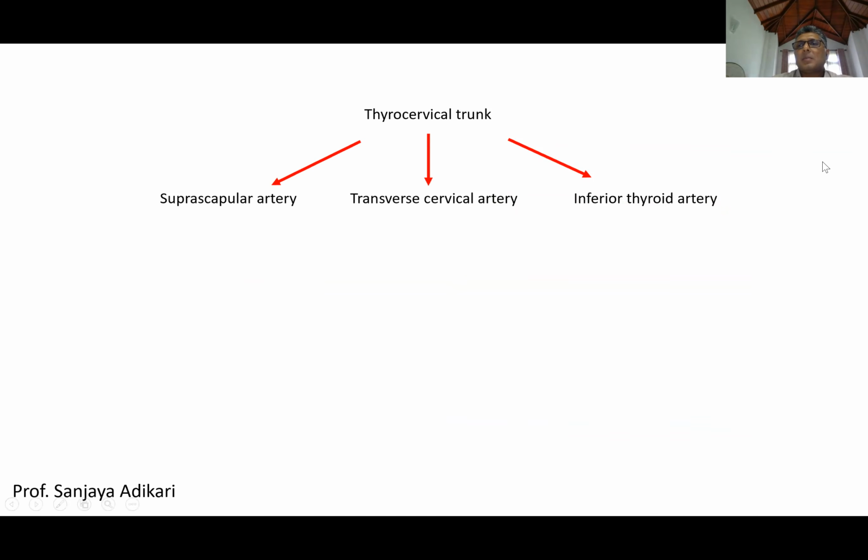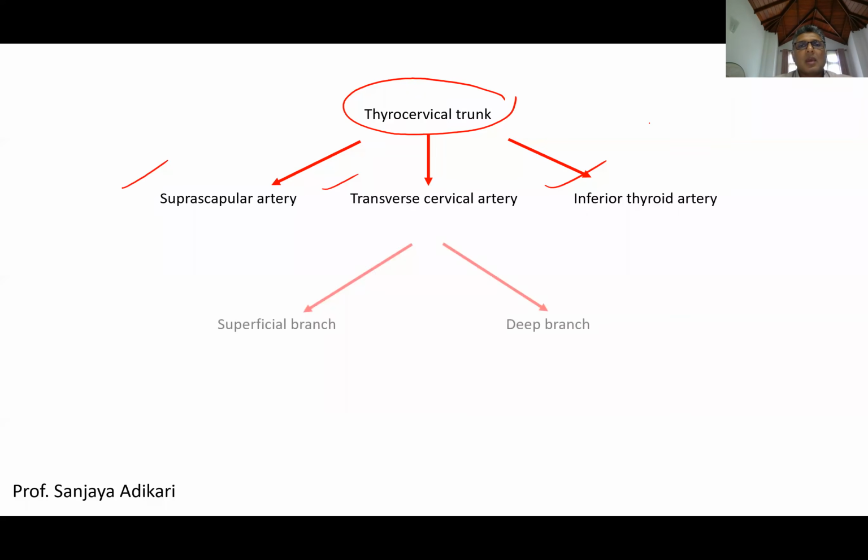Now when you get the PDF of the lecture, you go through this slide on the thyrocervical trunk and the different names given. The initial description is that the thyrocervical trunk from the first part of the subclavian has branches: suprascapular artery, transverse cervical artery, and inferior thyroid artery. That is the typical description. Then the transverse cervical artery has a deep branch and a superficial branch. The deep branch is the one related to the vertebral border of the scapula, which we discussed in the scapular anastomosis.